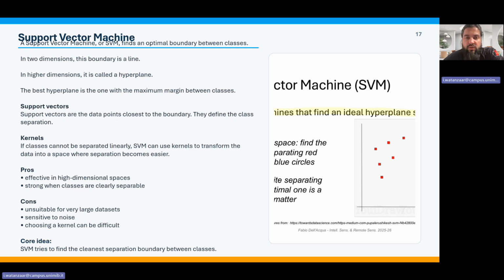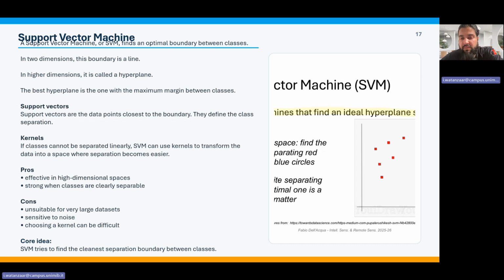Support vectors mainly define the class separation. And what a kernel, or window, does is this: if classes cannot be separated linearly, SVM can use a kernel to transform the data into a space where separation becomes easier. And that's a really important point. Kernels, or windows, have some pros and cons also.